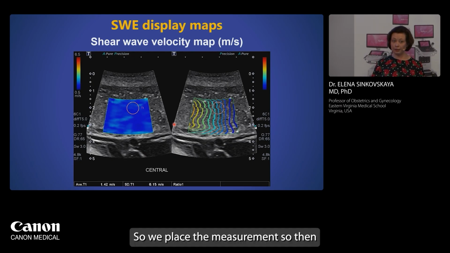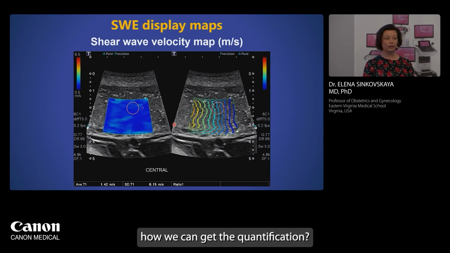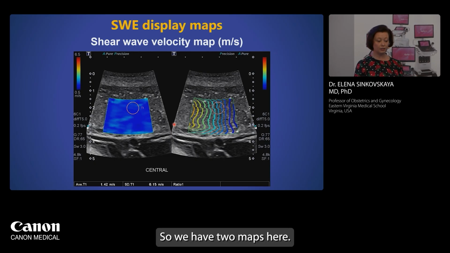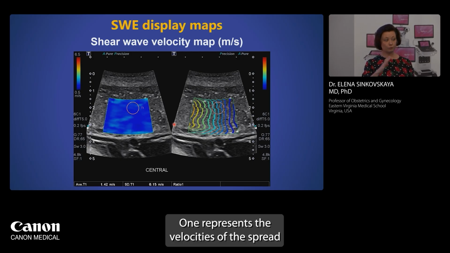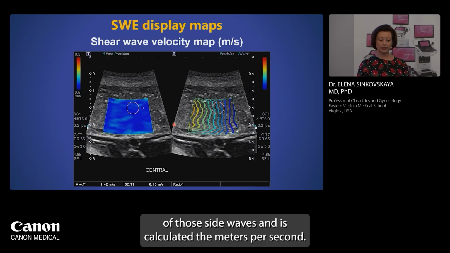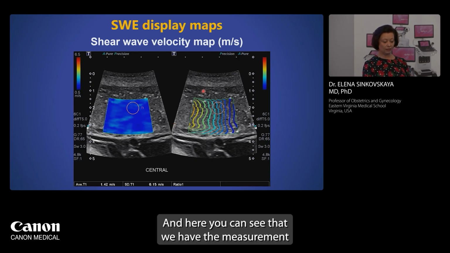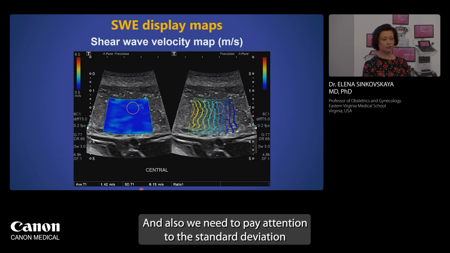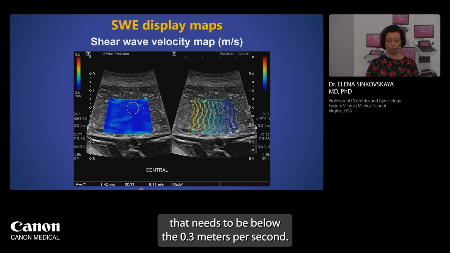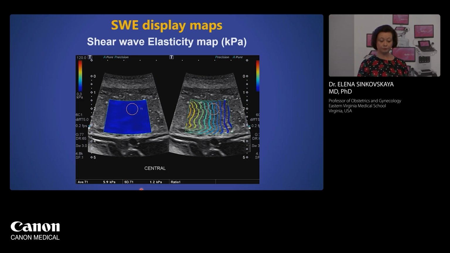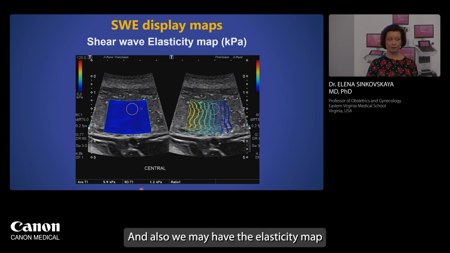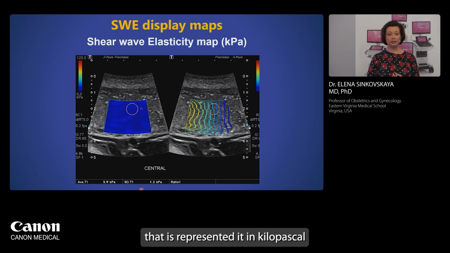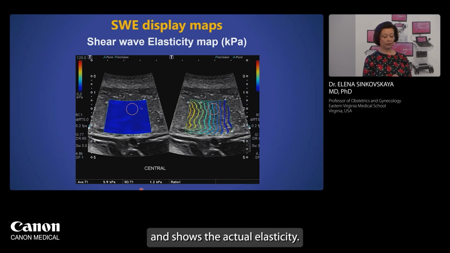So we place the measurement, so then how can we get the quantification? We have two maps here. One represents the velocities of the spread of those shear waves and is calculated in meters per second. Here you can see the measurement within that sample area, and this is 1.42 meters per second. We also need to pay attention to the standard deviation. It needs to be below 0.3 meters per second. And we also have the elasticity map that is represented in kilopascals and shows the actual elasticity.